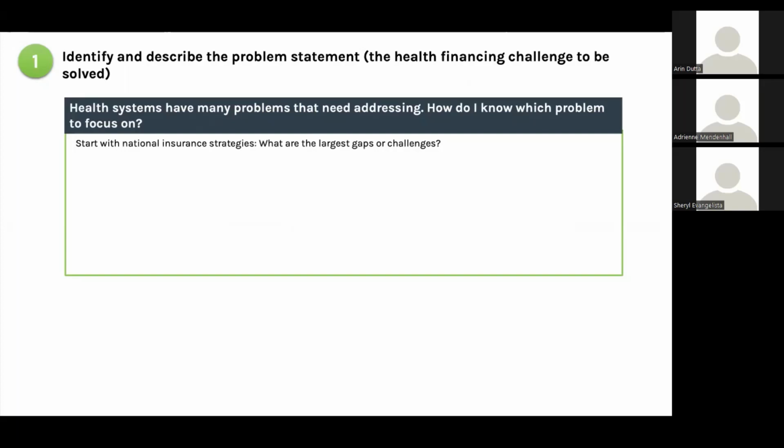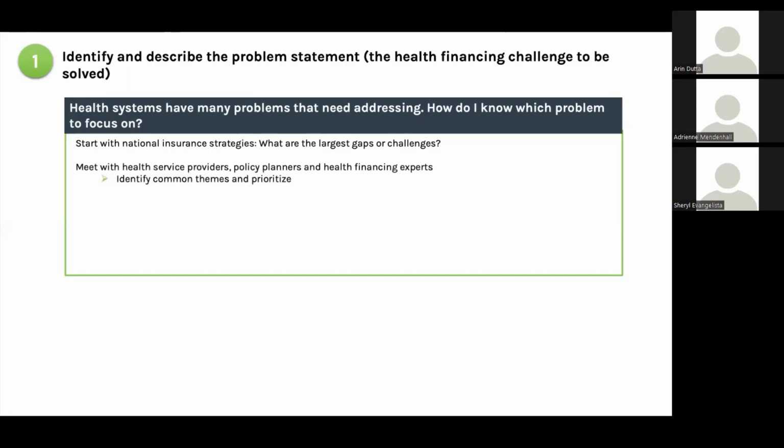First, we start with the national insurance strategies. And not only the UHC policies or national insurance programs that are in place today, but where are national insurance programs heading in the next 5 to 10 years? And sitting down with those policy planners, looking at the documents that are already available and seeing what some of the largest gaps or challenges are going to be in implementing that strategy.